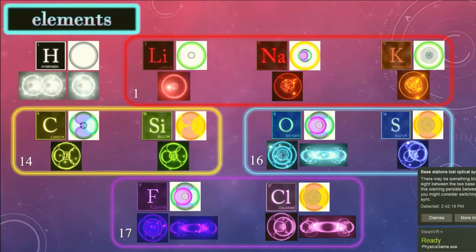And we're very proud of the fact that we have scientifically accurate molecular geometry for all of the atoms and compounds in our game. And you'll get a view of all those now. So here are the elements that we have in our game. They're separated into the different groups that we chose. That is group 1, 14, 16, and 17 on the periodic table.